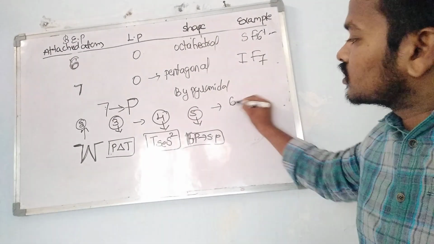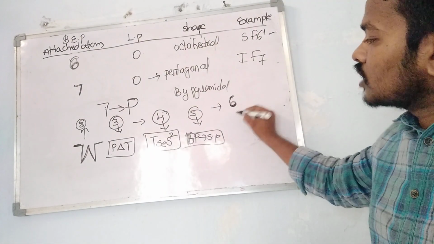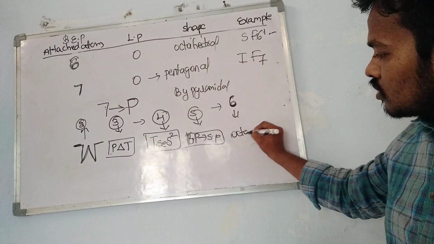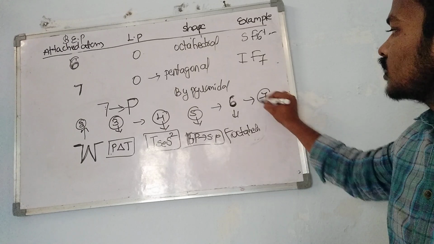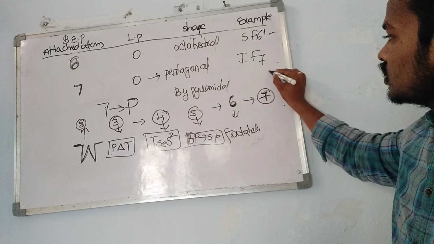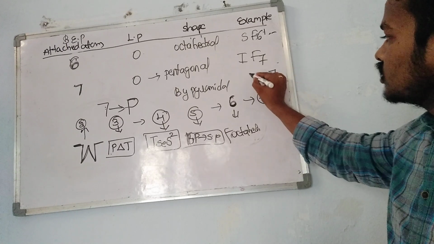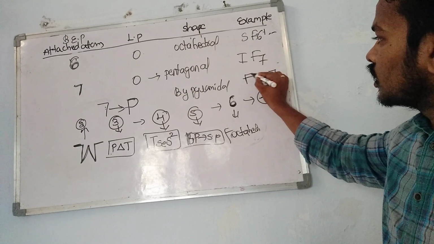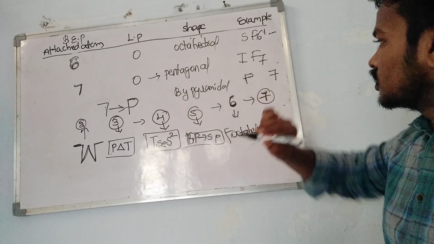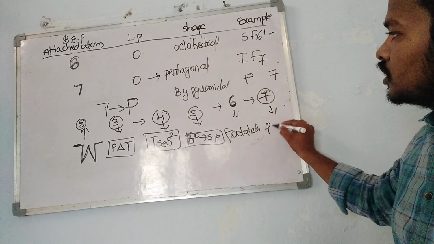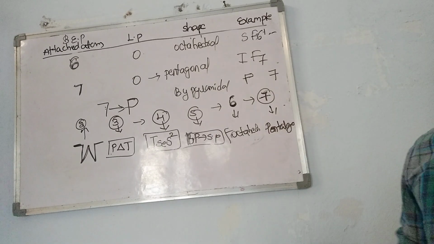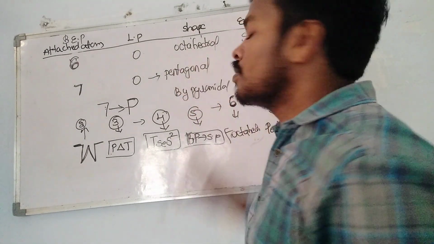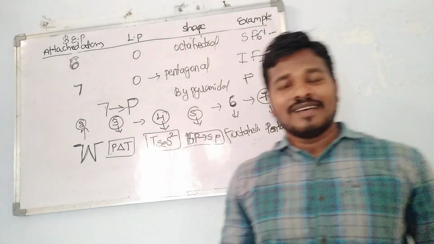So next one is what? If the atom is 6, the lower part looks like 0. It is called octahedral. So next one is 7. If I make it 7, just write it and attach this one. It looks like P, so it is pentagonal bipyramidal. So this is the way to remember the shape of the molecule.